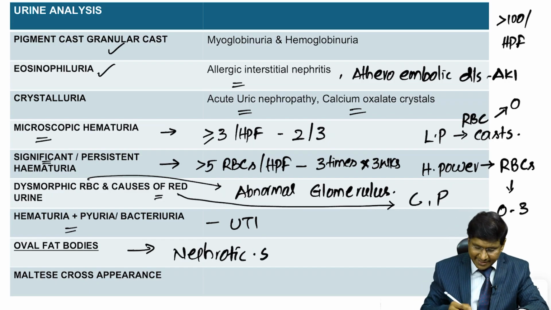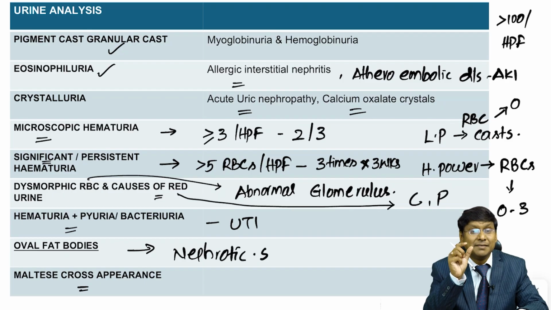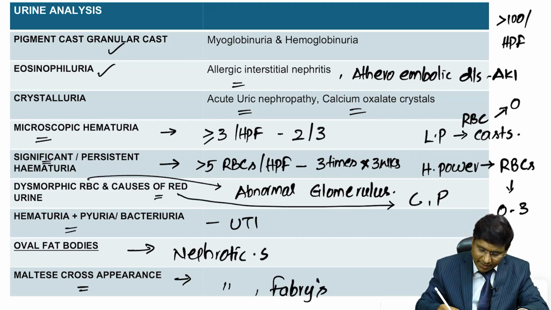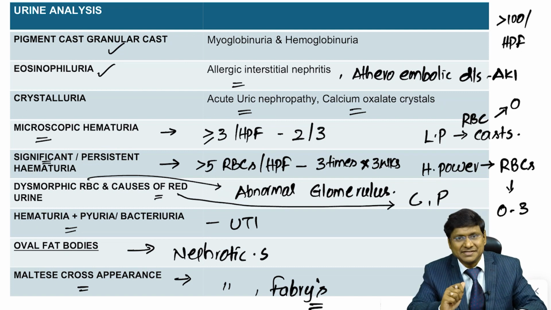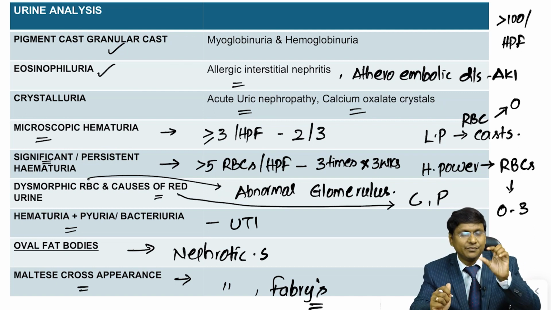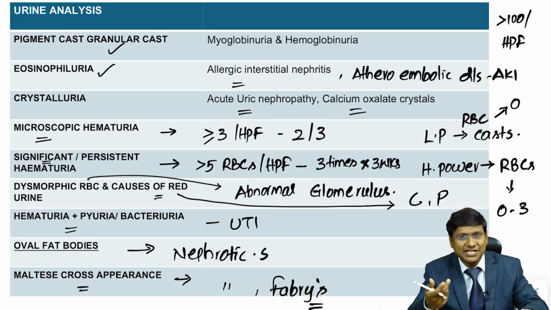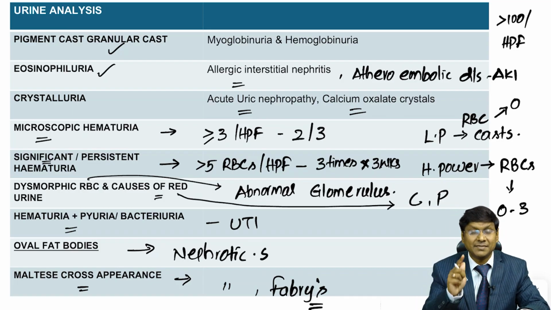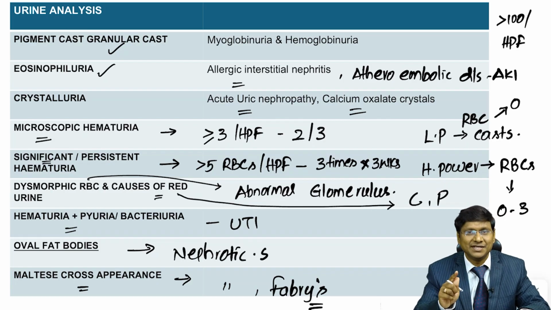Then next is presence of Maltese cross appearance crystals within the urine. The conditions where you will have Maltese cross appearance crystals in the urine are nephrotic syndrome, and also one of the genetic abnormalities, Fabry's disease. Fabry's disease is where you have a gene mutation, GLA, and the enzyme that is deficient is alpha galactosidase.